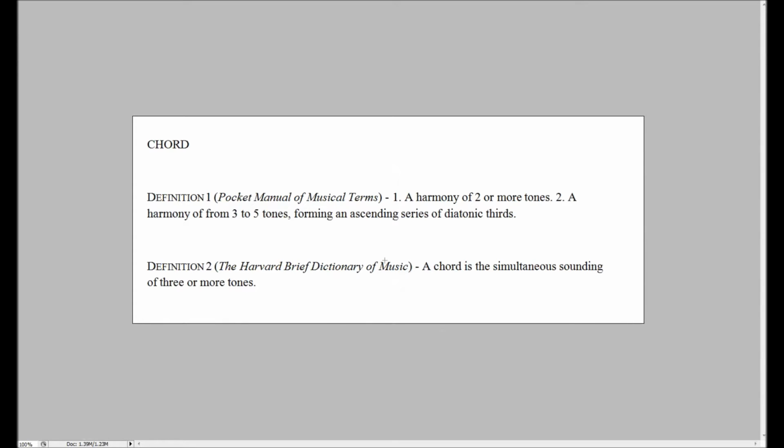Now, each definition kind of has its place. The first definition can include a chord of 2 or more tones. On the other hand, it does not allow for what we might consider to be a discord or a tone cluster. The second definition, it doesn't say it here, but the source does go on to say that if you have only 2 tones sounding, then they refer to that only as an interval. On the other hand, the second one also allows for again what we might consider to be a discord or just a tone cluster.